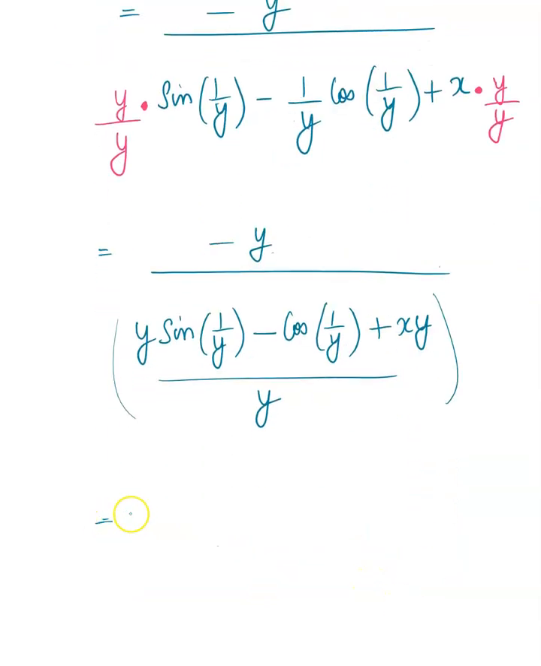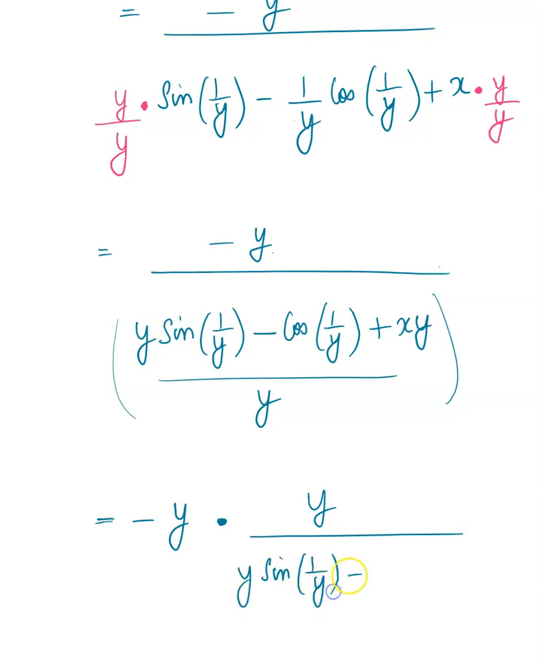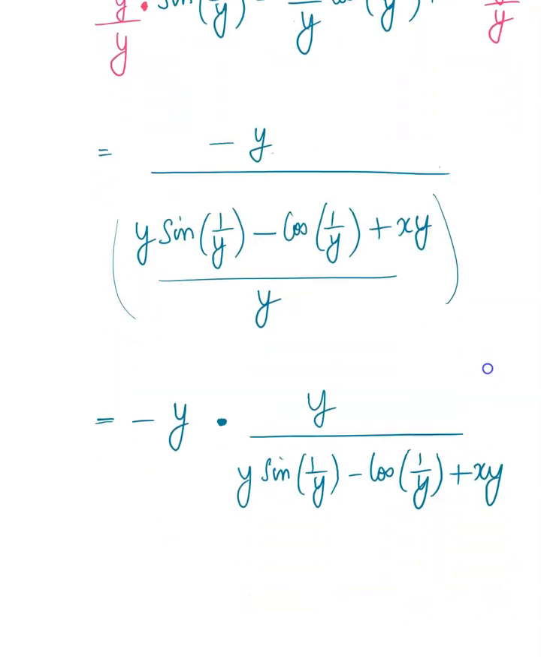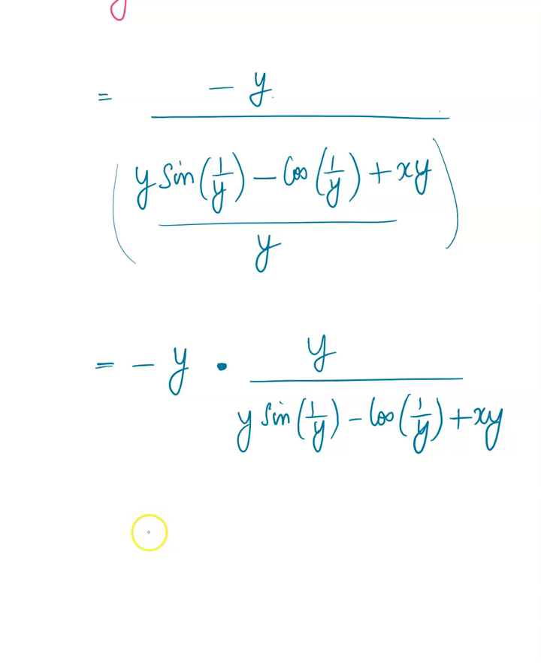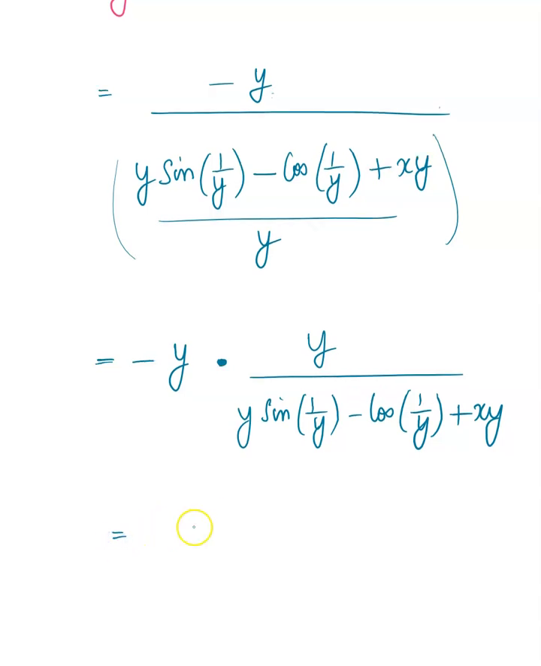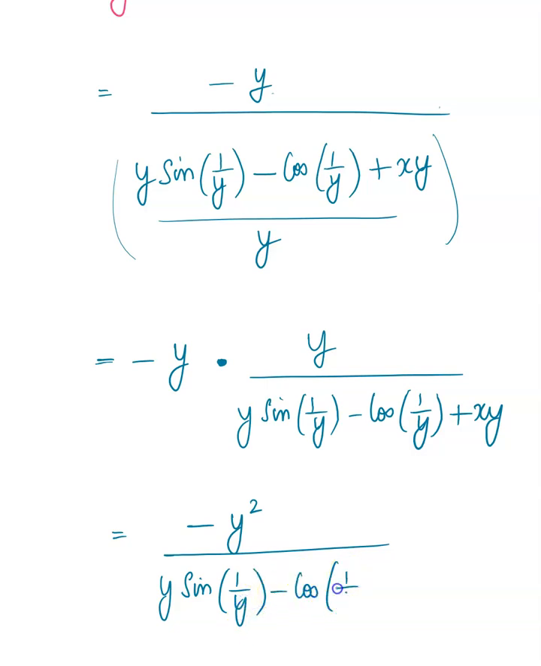So that becomes negative y times, flip it. So it's going to be y over y sine 1 over y. Shove them all together. You get negative y squared over that is your dy over dx on this side.